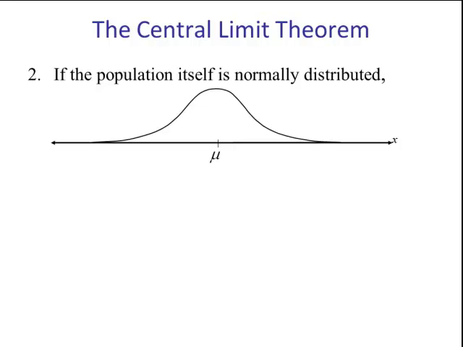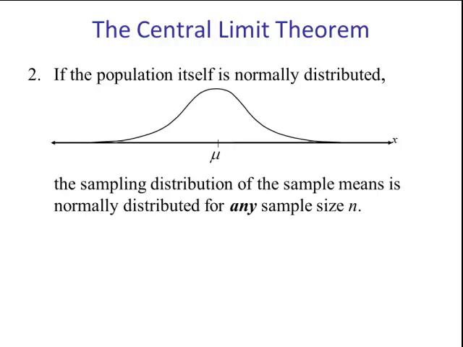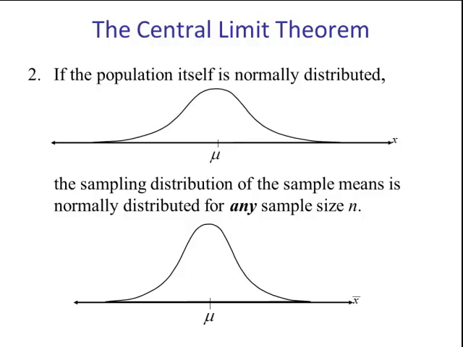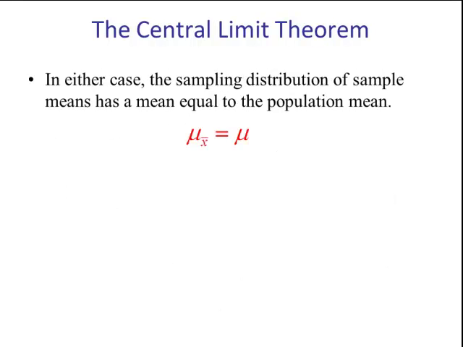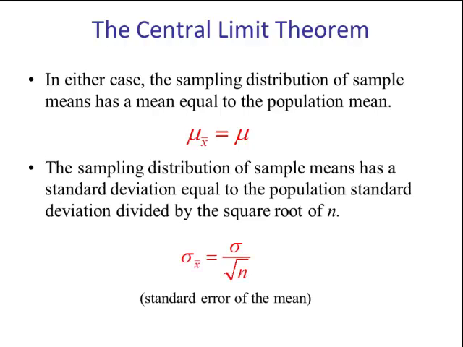If the population itself is normally distributed, then the sampling distribution of the sample means is normally distributed for any sample size n. In either case, the sampling distribution of the sample means has a mean equal to the population mean. It has a standard deviation equal to the population standard deviation divided by the square root of n. This is called the standard error.